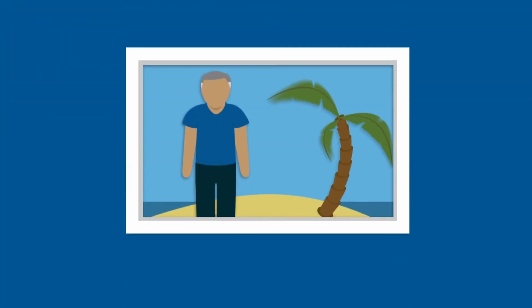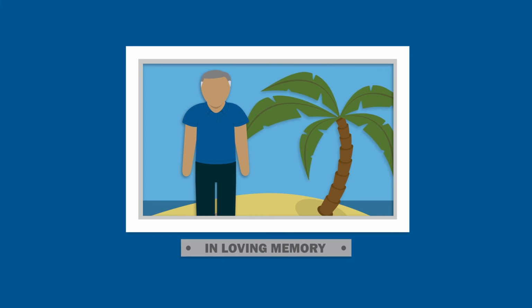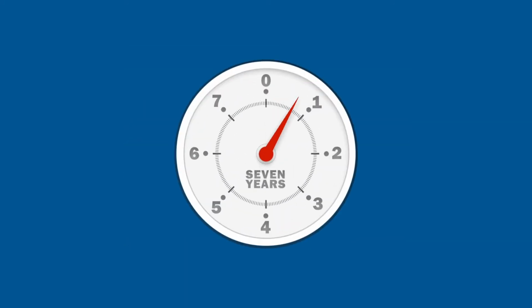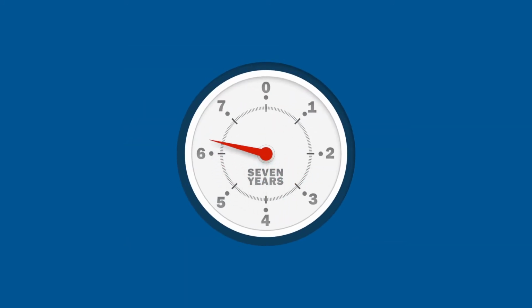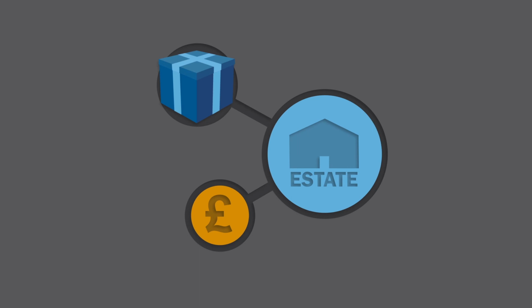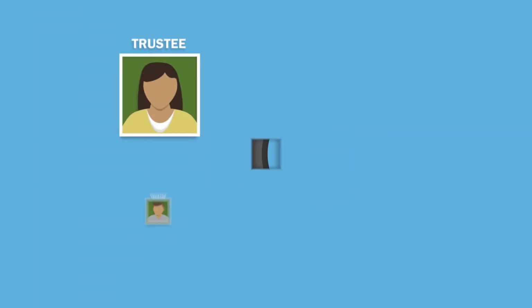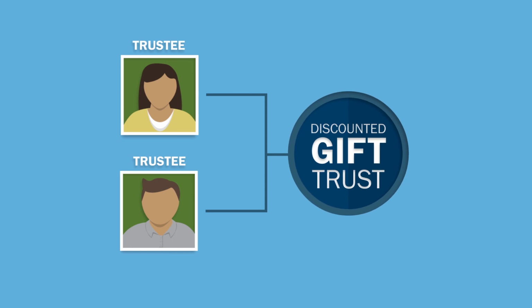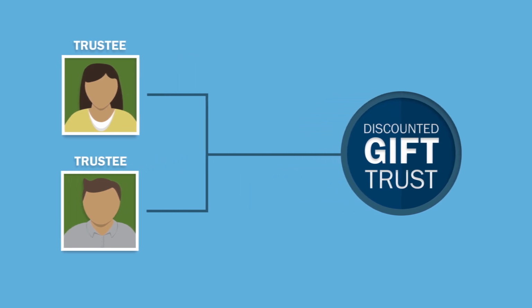Sadly, Eric dies 17 years later, having lived well during his retirement, spending his pension income and the payments he received from the trust. As he survived 7 years after investing in the discounted gift trust, the gift he made at outset and all the money remaining in the trust is outside of his estate. Eric's children decide to leave the money in the trust for the time being, as they are all financially independent, and as the money is owned by the trustees, it does not sit in the children's estate.